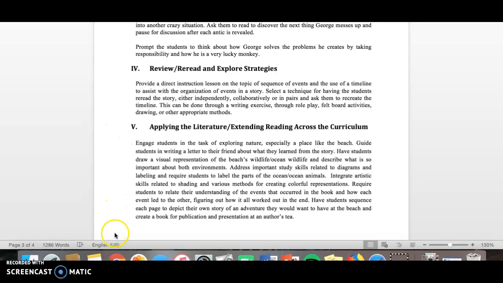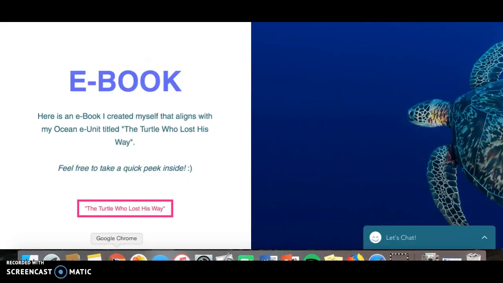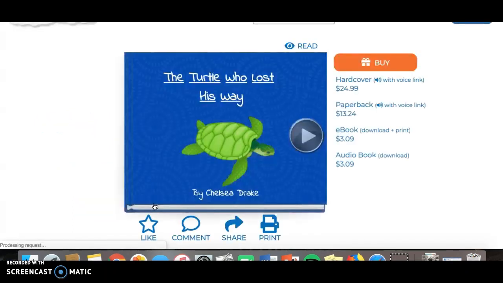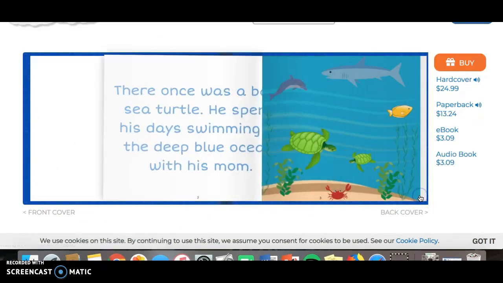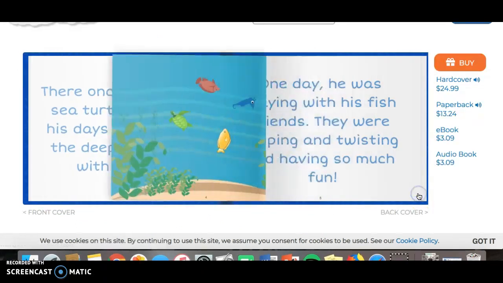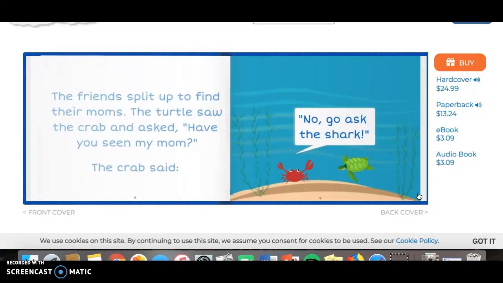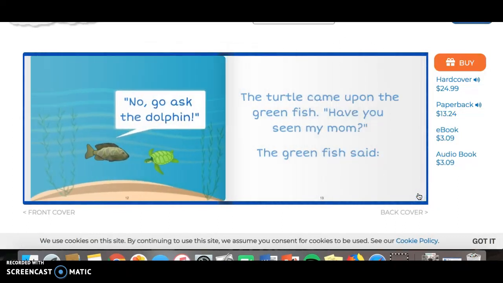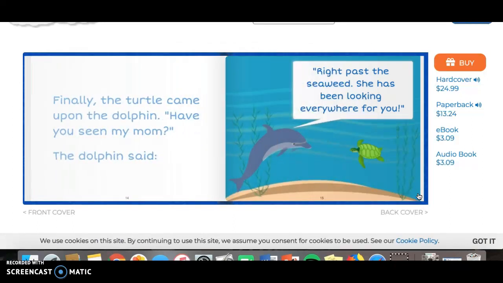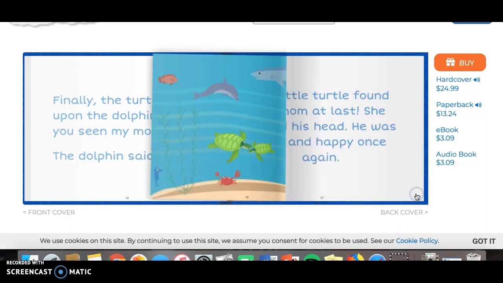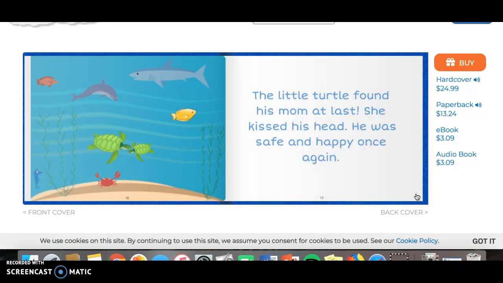Finally, my last area I'd like to discuss is my ebook that I wrote called The Turtle Who Lost His Way. It's about a baby sea turtle playing with his friends when suddenly he gets lost from his mother. He repeatedly asks the same question to multiple sea creatures. Have you seen my mother? They all say the same thing. No, until the last animal. Repetition helps emergent readers with familiarity of vocabulary and sequencing.